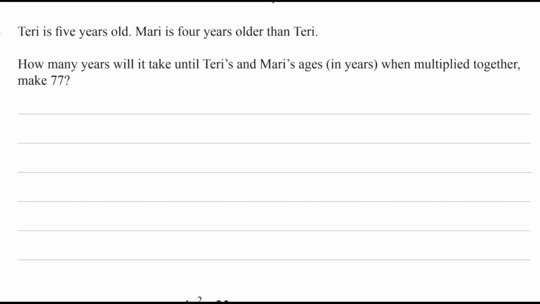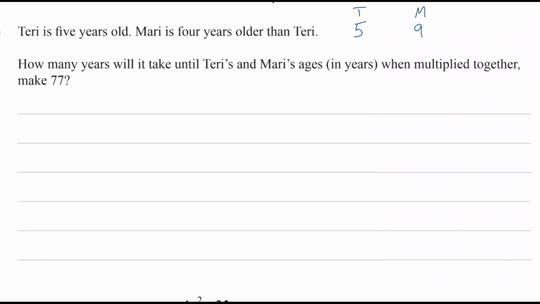The classic maths problem about ages. Right? Teddy is 5 years old. Mari is 4 years older than Teddy. Okay, starting off pretty good. So when Teddy is 5, Mari will be 4 years older, so they'll be 9.